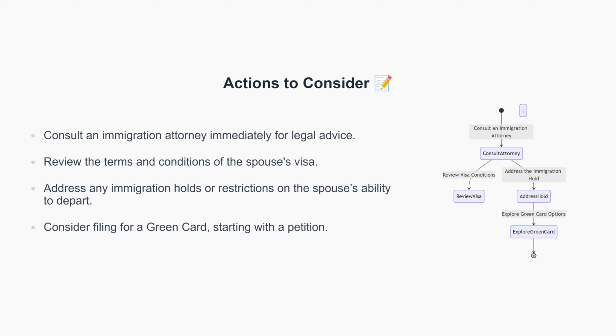Now let's move on to actions you should consider. First and foremost, consulting an immigration attorney immediately is crucial. They can provide legal guidance and explain your options. Additionally, it's important to review the terms and conditions attached to the spouse's visa, as it could help in understanding what actions might have led to any restrictions. If there are any immigration holds, it's pivotal to address them promptly. Finally, if living in the U.S. permanently with your spouse is the goal, you might start filing for a green card by beginning with a petition process.